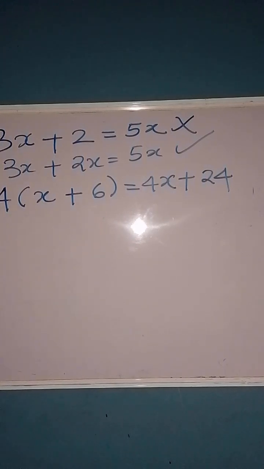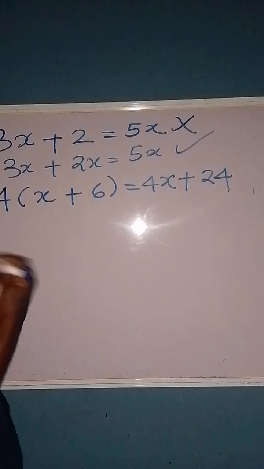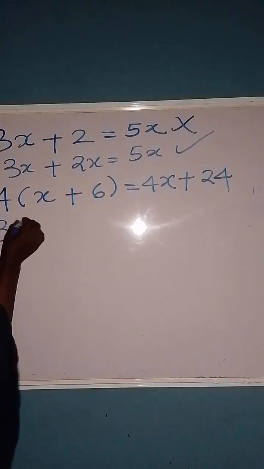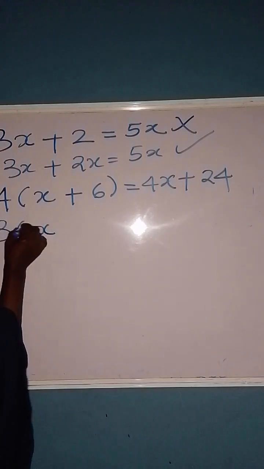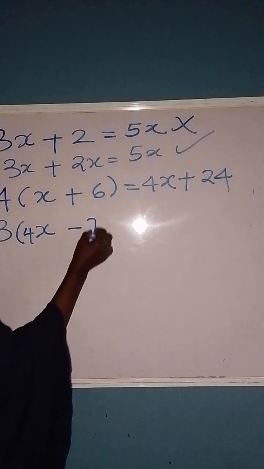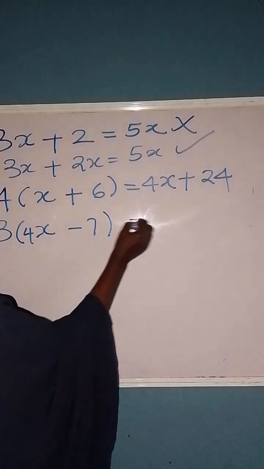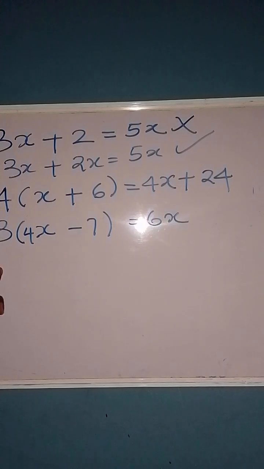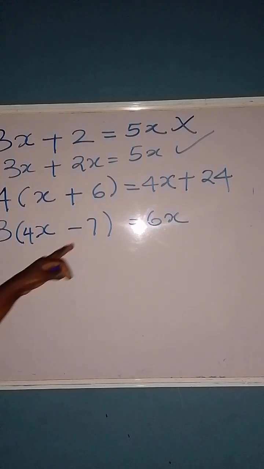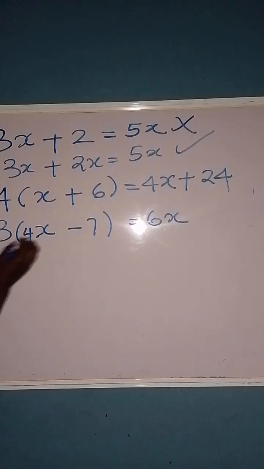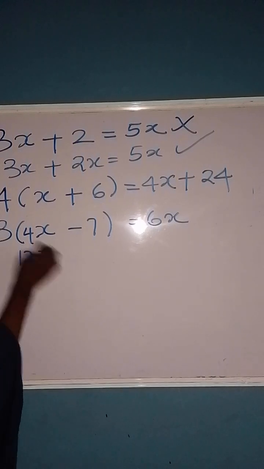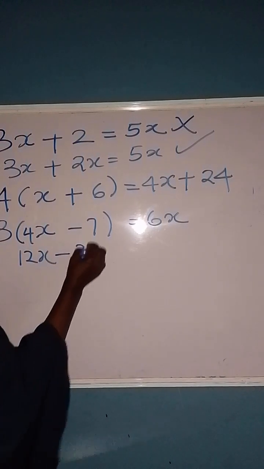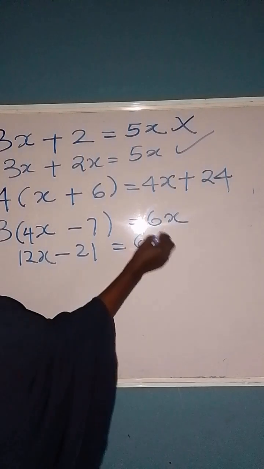So now, number two is that if you are dealing with polynomials, you have to know how to collect like terms. For instance, 3 into 4x minus 7 is equal to 6x. If I want to do this type, I will expand the bracket first. So it's going to be 3 times 4x, which gives me 12x. 3 times minus 7 gives minus 21. So it's going to be 6x.